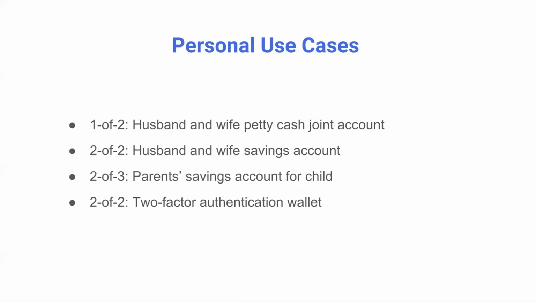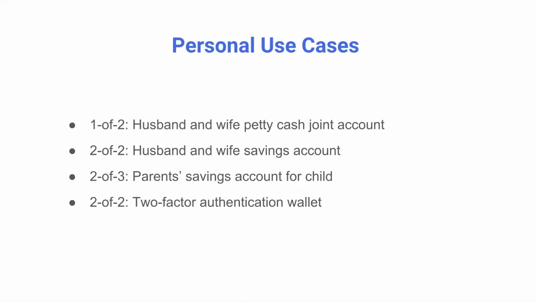Now, you might be asking what's the point of having a multisig wallet? So let's see a couple of examples, like the personal use cases. We have here 4 basic scenarios. The first one requires a single signature out of 2: a husband and a wife, a petty cash joint account. The signature of either spouse is sufficient to spend the funds.